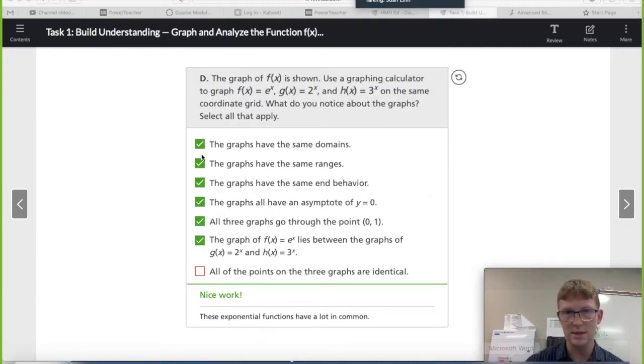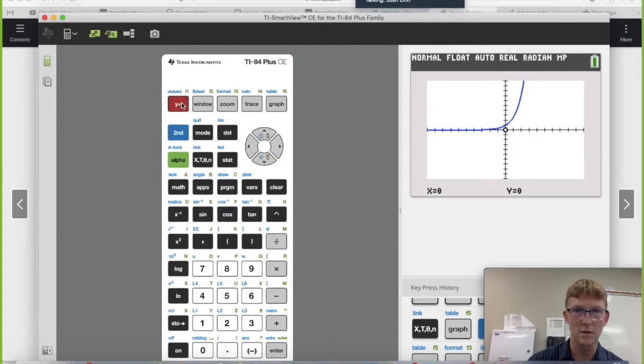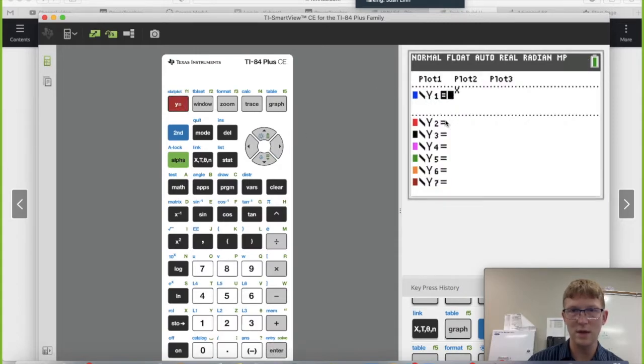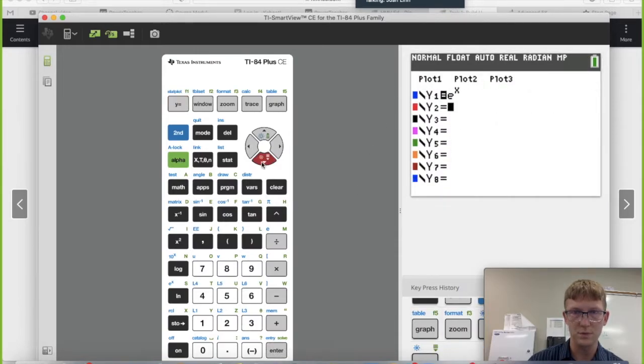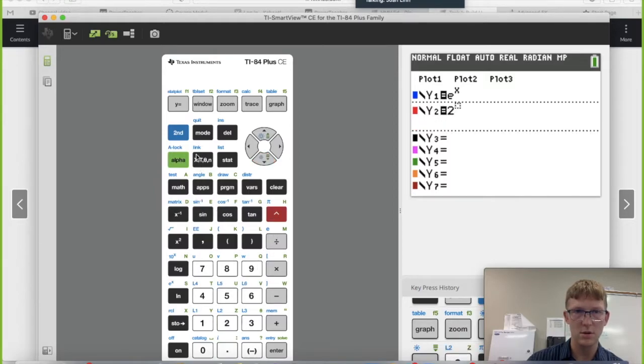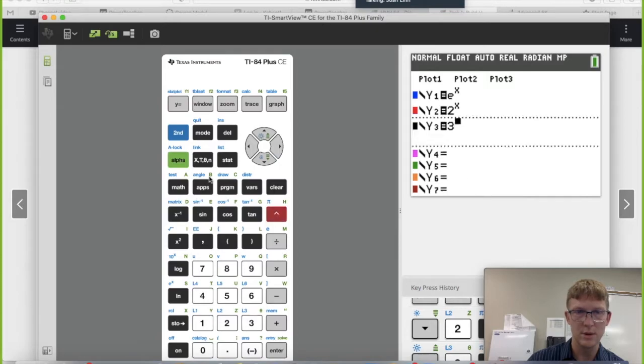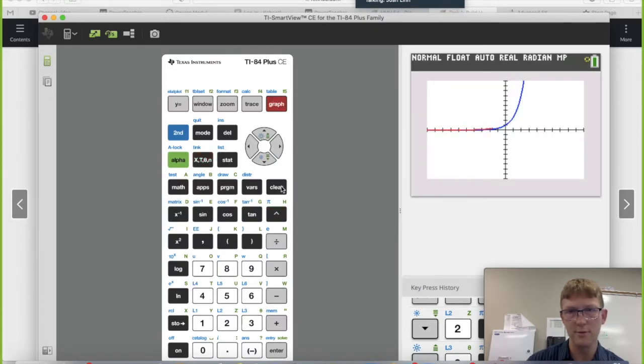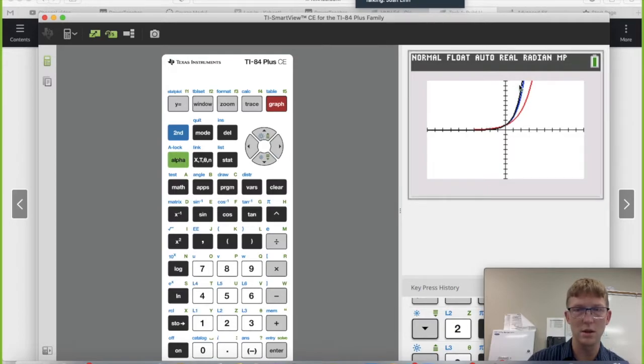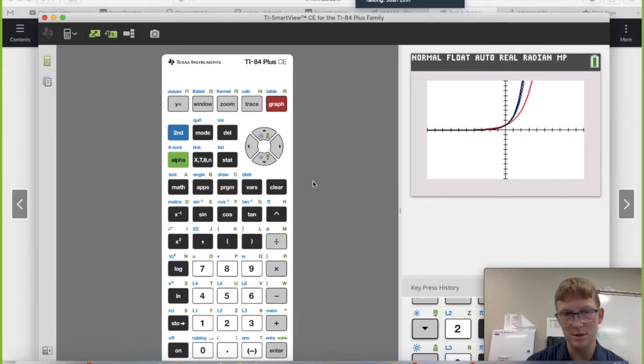And if you'd like to see that, we can show that real quick. So we've got y equals e to the x. We can do 2 to the power of x and 3 to the power of x. And we graph. There's our red, and there's our black. We have to zoom in a little bit to see, but that black is right on the upper edge, if you will.